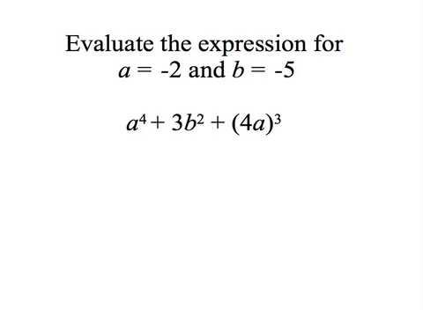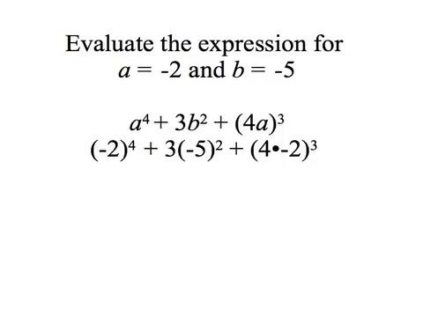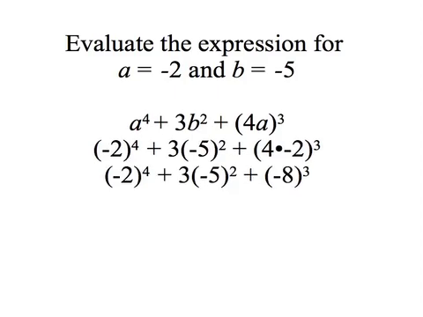Well, let's get back to the expression. We already know that a to the fourth is positive 16, but let's substitute for all of those variables. And now, before we even worry about the exponents, we have a grouping symbol, 4 times negative 2 to make negative 8. And now we have three exponents to worry about.